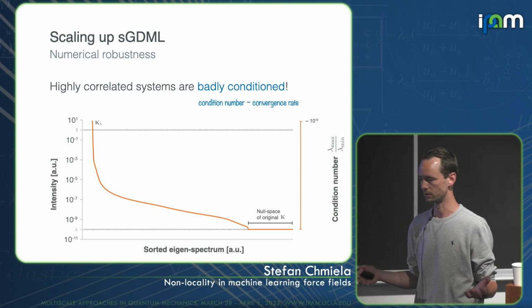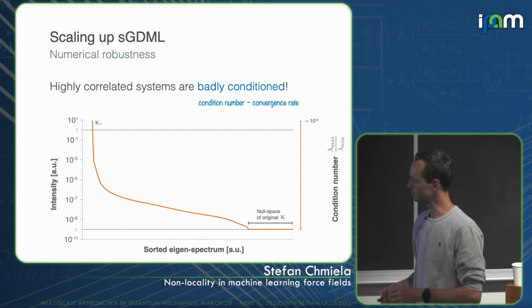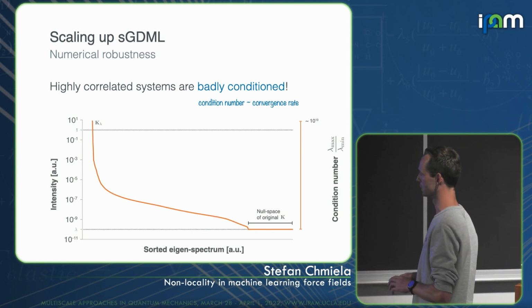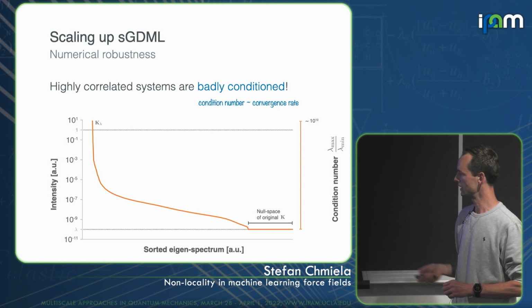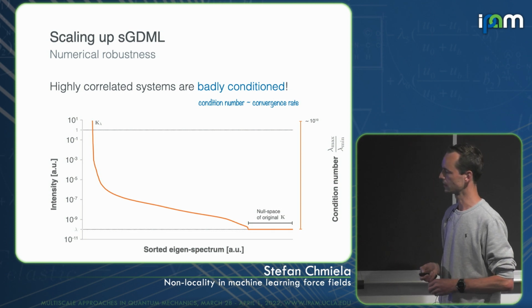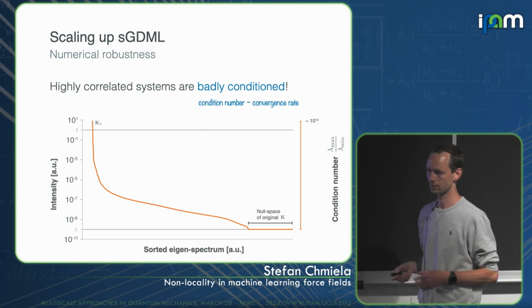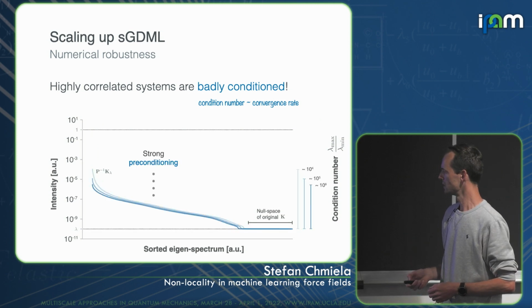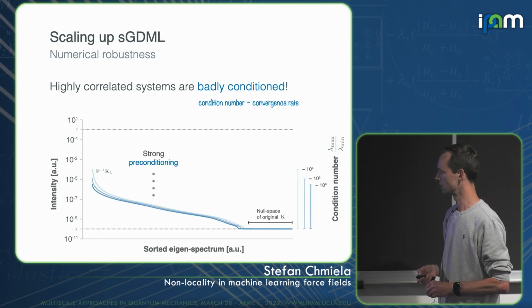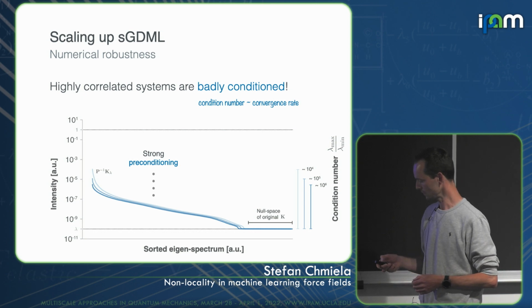And in practice, this would never converge, right? So here's a typical example of the spectrum of a kernel. And you can see that the largest eigenvalue is very large. And then the kernel has a null space that we lift through this regularization, but the condition number is horrible. So we actually need strong preconditioning in order to tame this problem.